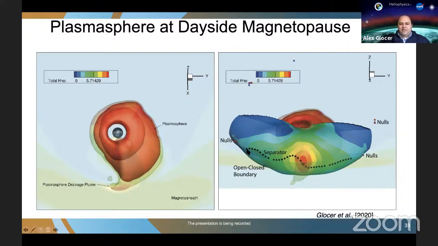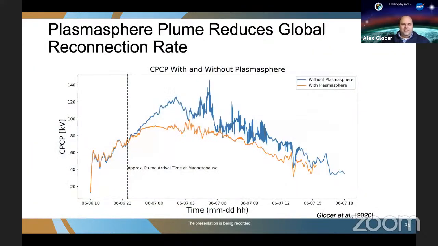Now, I've also extracted the reconnection separator and the magnetic nulls in the simulation, so you can see where the reconnection is happening along the magnetopause. And in fact, you find that this enhanced density is occurring right in the region of the reconnection separator on the magnetopause. It's been discussed in previous studies, such as some work from Joe Borovsky and others, that when you get this enhanced density from the plasmasphere at the subsolar point, this can reduce the reconnection rate locally and possibly reduce the solar wind magnetosphere coupling. And in fact, we do see that in the simulation.